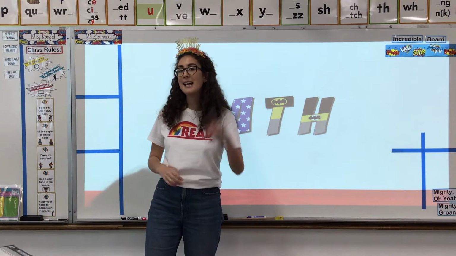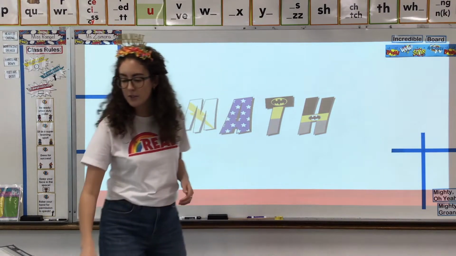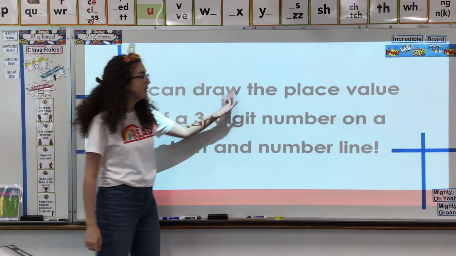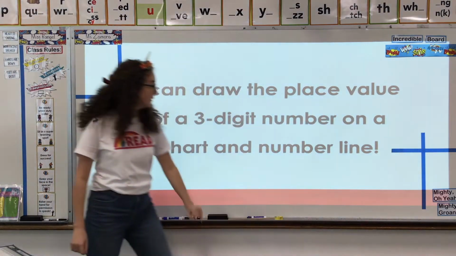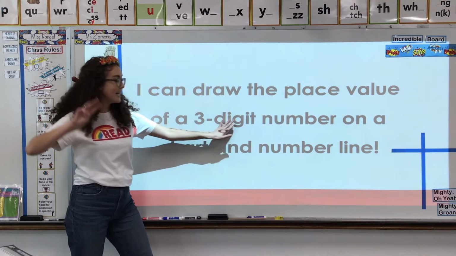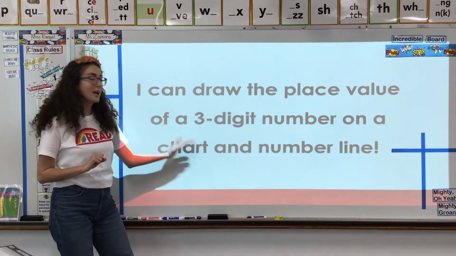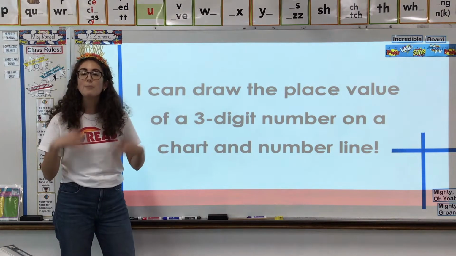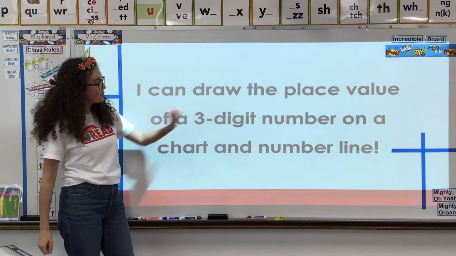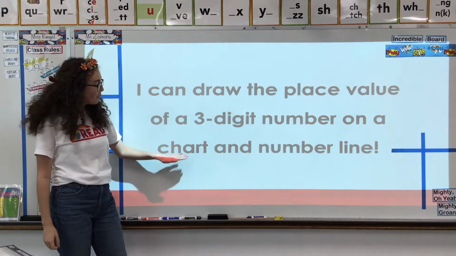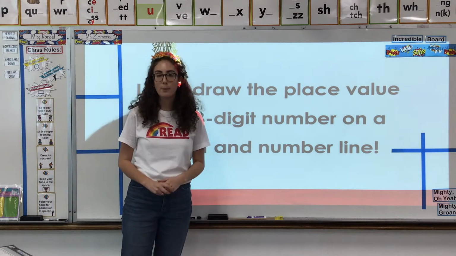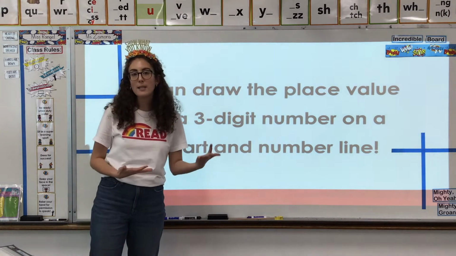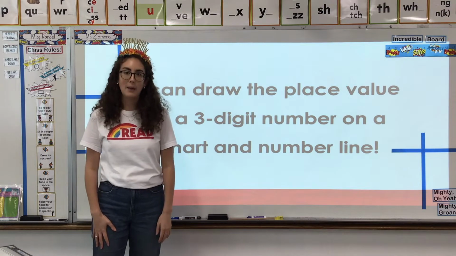Okay, second grade, let's check out our learning target for Tuesday. It says, I can draw the place value of a three-digit number on a chart and number line. So we are going to be showing place value of three-digit numbers, both with a chart and a number line. So we can talk about unit form and expanded form even in different ways.